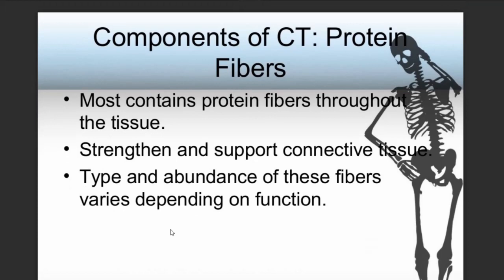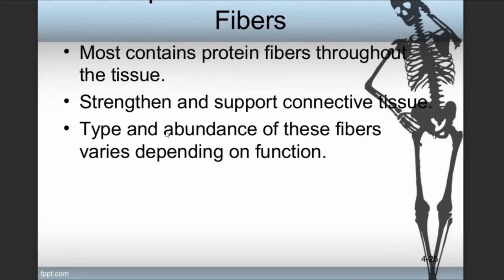Components of the connective tissue: protein fibers. Most connective tissue contains protein fibers throughout the body. They strengthen and support connective tissue. Types and abundance of these fibers vary depending on function. Means that there are collagen type 1, collagen type 2, and 3. Further, we will discuss in separate lectures.